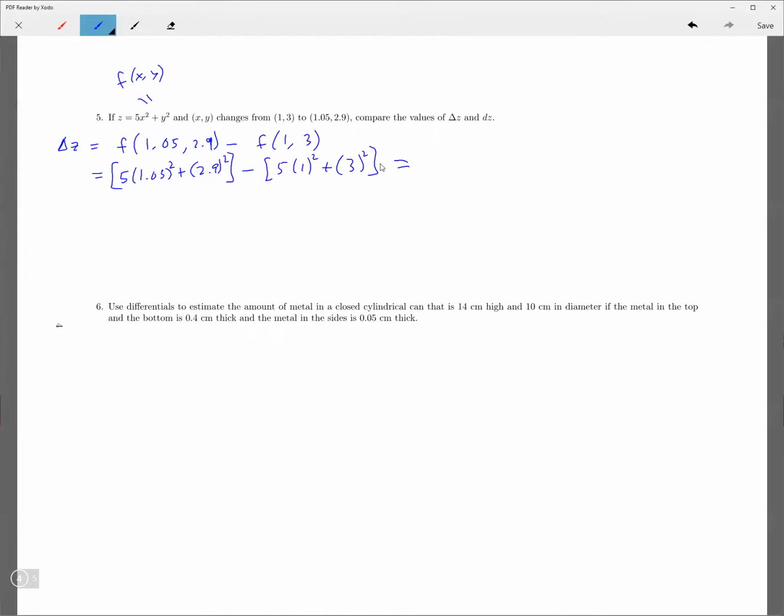It says round to 4 decimal places. Let's see. So go ahead and plug that into the calculator.